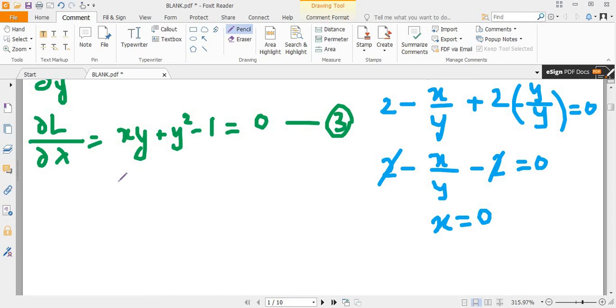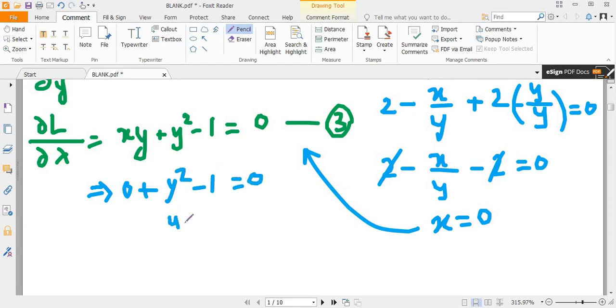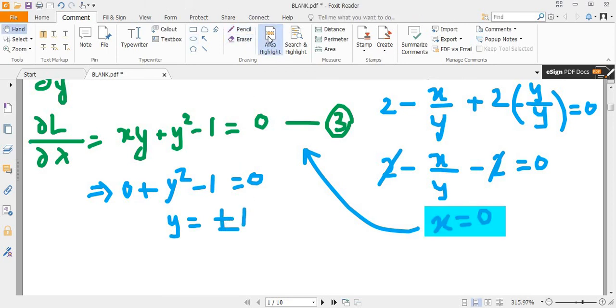Now let's look at the third equation. I am going to put this x equal to 0 in the third equation. Since x equal to 0, the first term vanishes, so I get 0 plus y square minus 1 equal to 0. So I have y equal to plus minus 1. So essentially my answer is, the optimization is x equal to 0, y equal to plus minus 1.